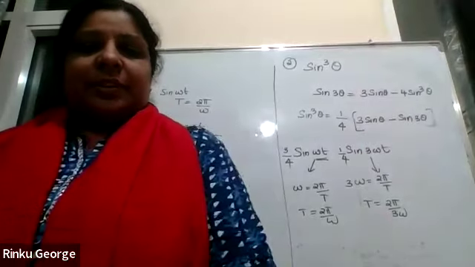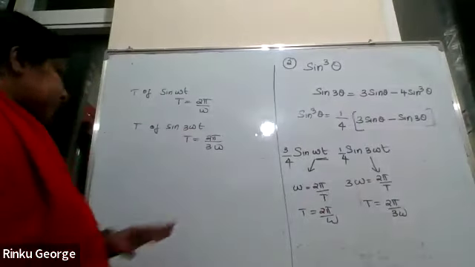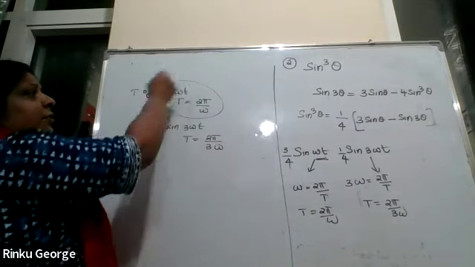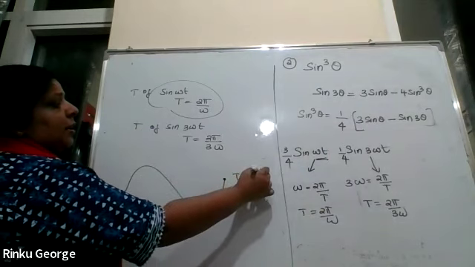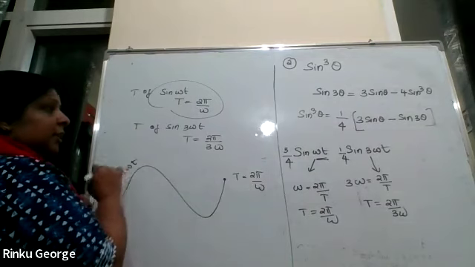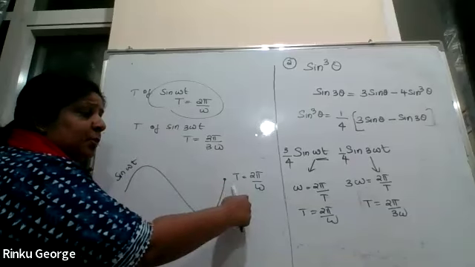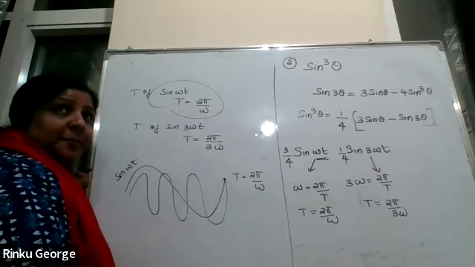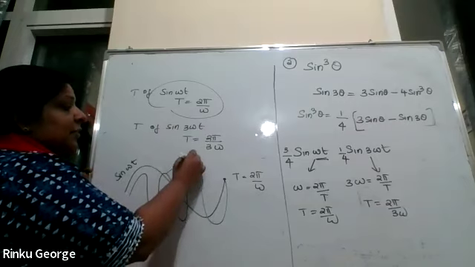Done, right? Now listen to this part. What is the meaning of this? All of you finished, right? Sin omega t is this wave. Its time period is 2 pi by omega. This is the waveform of sin omega t. Now sin 3 omega t, the time period is 2 pi by 3 omega. That means within this 2 pi by omega, there will be 1, 2, 3 waves. That is the meaning. Understood? So this is actually sin 3 omega t.